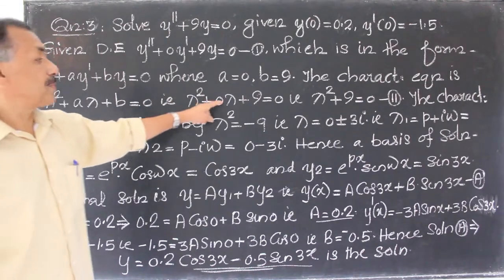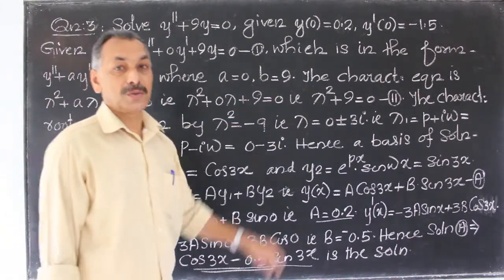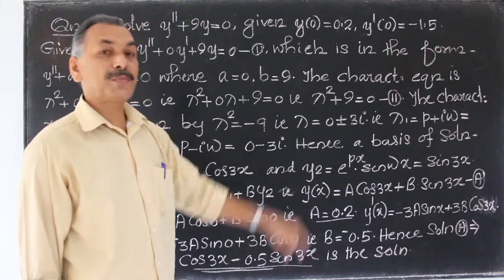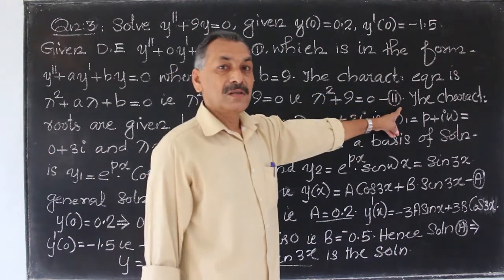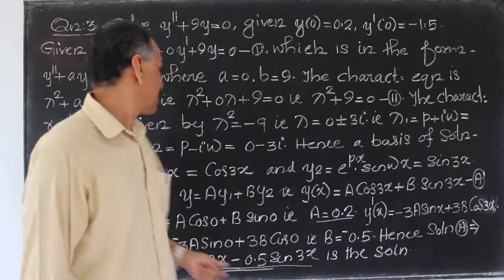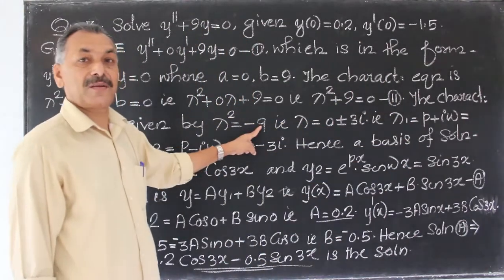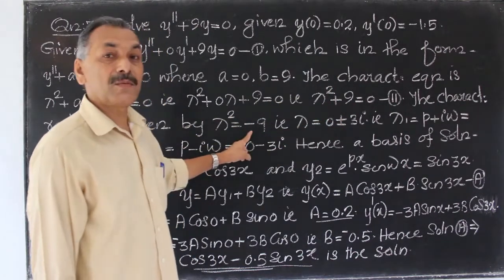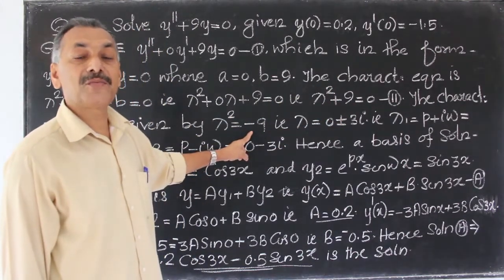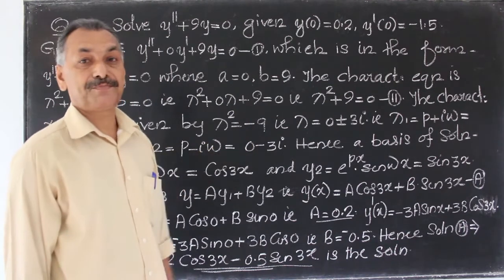That is lambda square plus 9 is equal to 0. Lambda square plus 9 is equal to 0 means lambda square is equal to minus 9. Then what are the characteristic roots? Lambda square is equal to minus 9, therefore lambda is equal to root of minus 9.